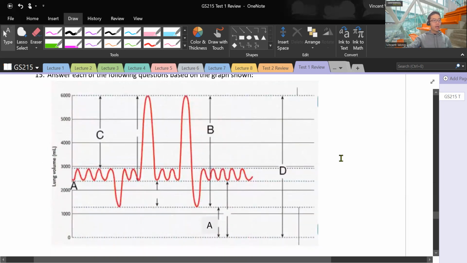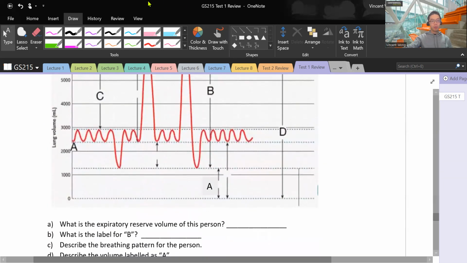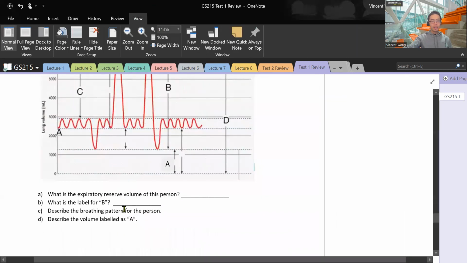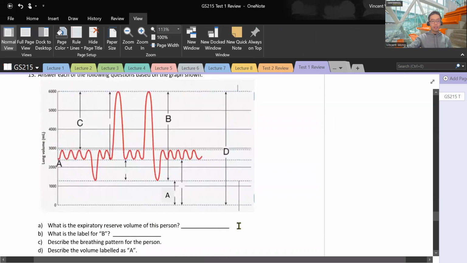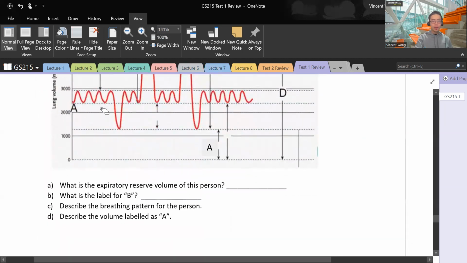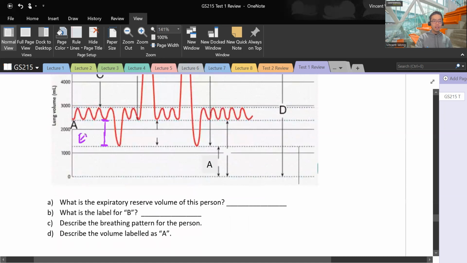All right, so here is this graph again. Let's see what we can label. What is the expiratory reserve volume of this person? So expiratory reserve volume refers to from here to here, right? Okay, that's the ERV. So, I'm going to say this is about 2500, right? 2500.